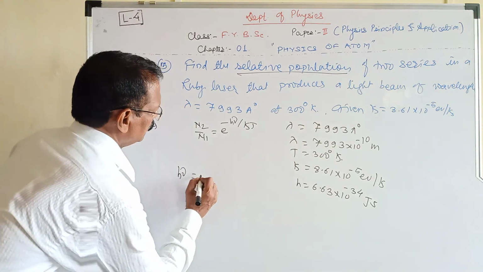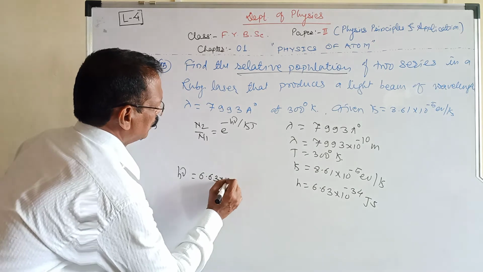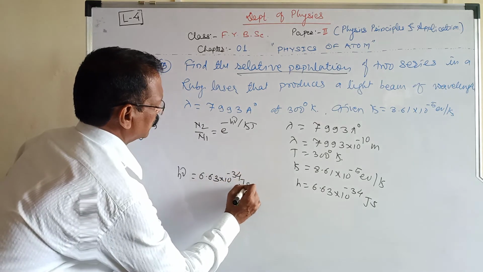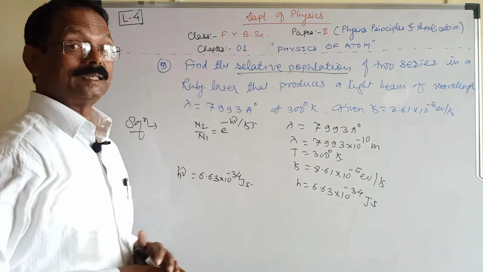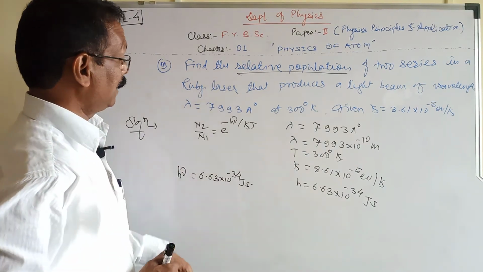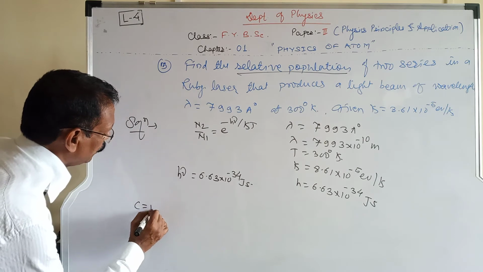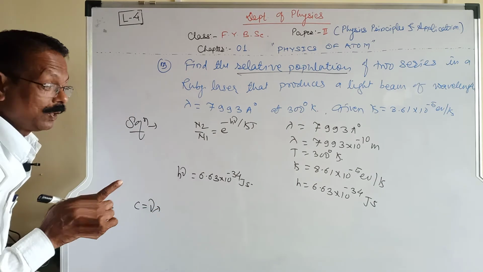So h means here 6.63 into 10 raised to minus 34 joule second here. So what is nu here? Nu is not given here, but indirectly it is given here. So we know that here, what is c? c is equal to nu lambda. Nu is not given here.